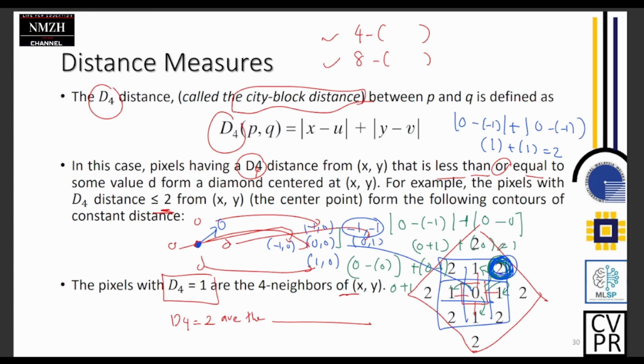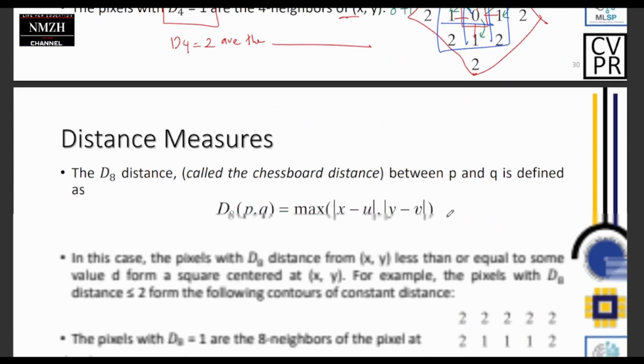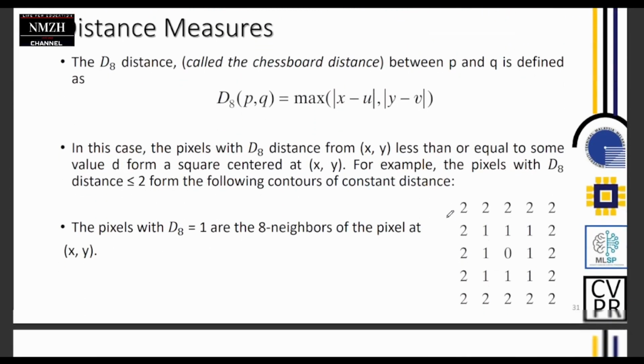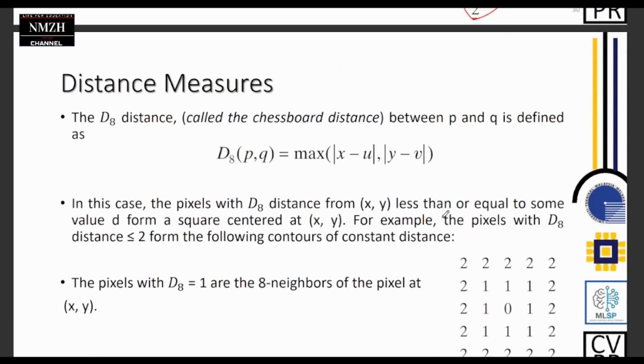So from that particular city block distance, that would be the idea of calculating how D4 equals 1 and D4 equals 2 at a certain point. Okay, so we now have the idea of D8, also known as the chessboard distance. The chessboard distance between P and Q is defined as the max. So how to do it?